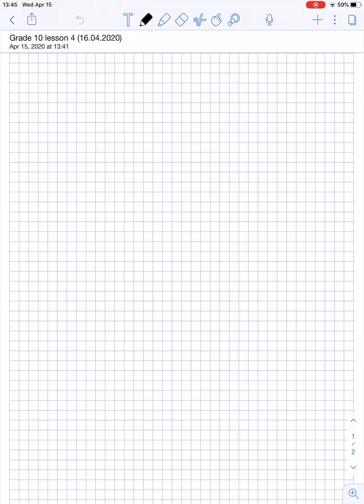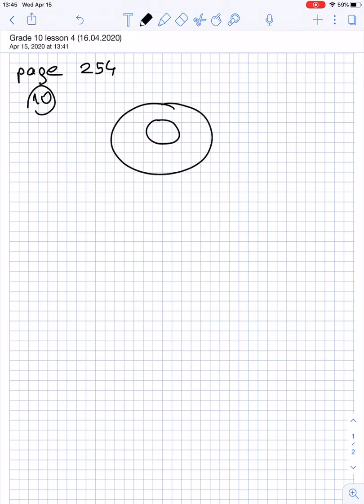First example from your book, page number 254, question 10. We have two circular loops, and this is the center of the loops. The first circle has radius r, the second has radius 2r. For the first loop the current is I, for the second it is 2I, and they are moving in the same direction.